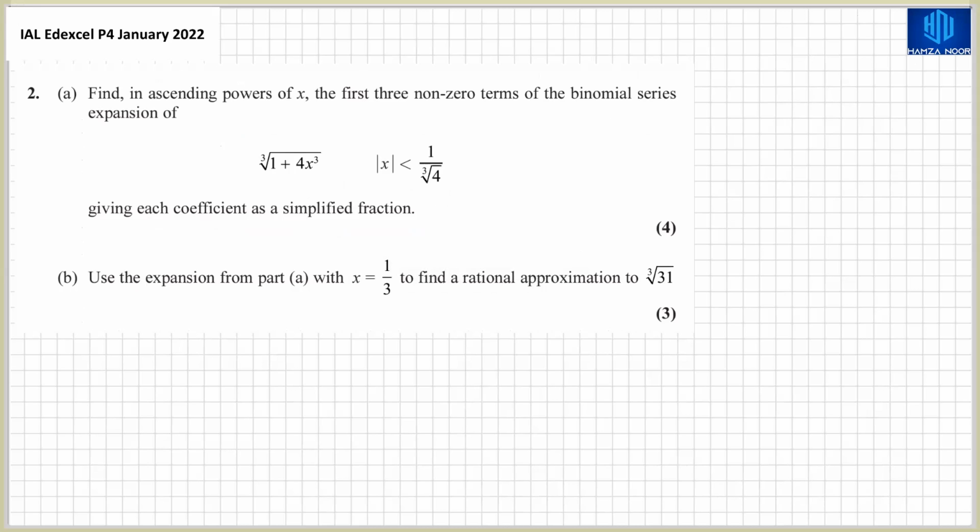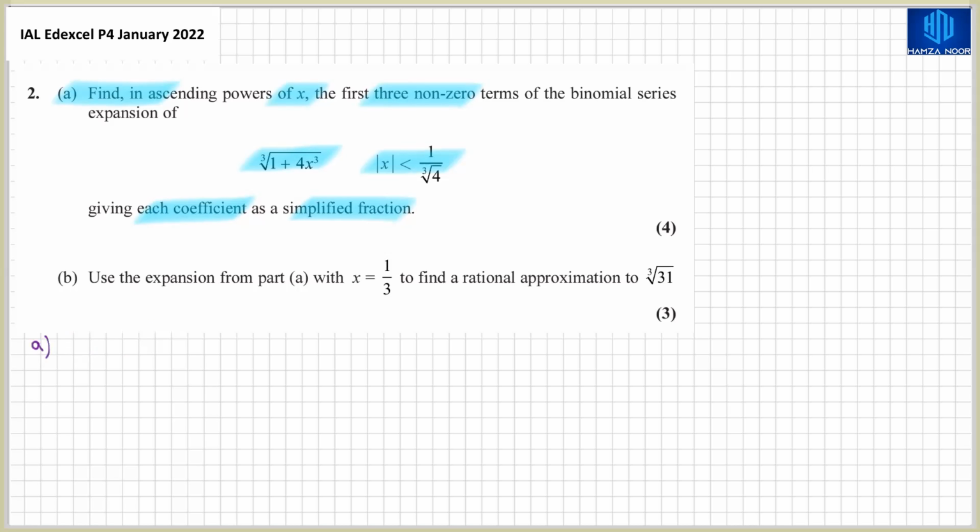This is Hamza Noor, and in this particular video I'm going to solve question number 2 of the International A-Level Edexcel P4 January 2022 paper. So here the requirement of part A is to find, in ascending powers of x, the first three non-zero terms of the binomial series expansion of the cube root of (1 plus 4x cubed), where the absolute value of x is less than 1 over the cube root of 4, giving each coefficient as a simplified fraction.